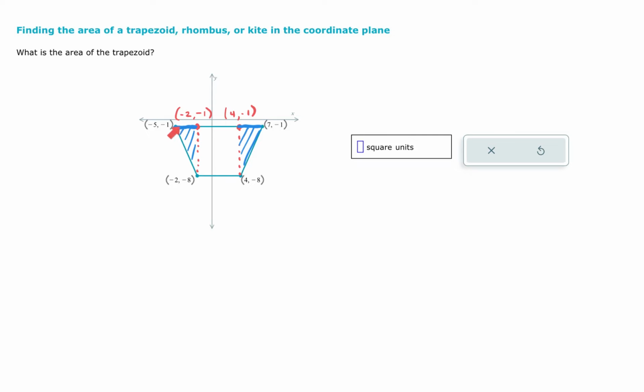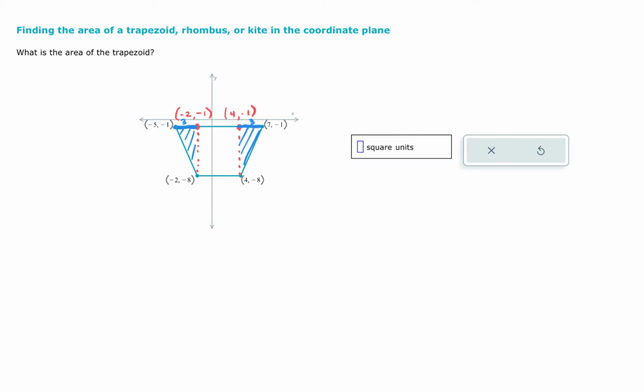So this length right here is going to be the difference between -5 and -2. To get from -5 to -2, we would travel 3 units. And this distance right here is going to be the difference between 4 and 7, and we would also travel 3 units. So that does confirm that those two triangles are congruent.